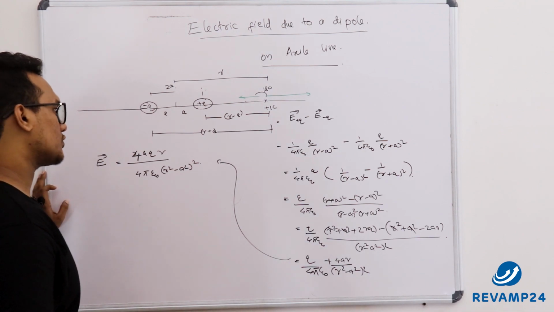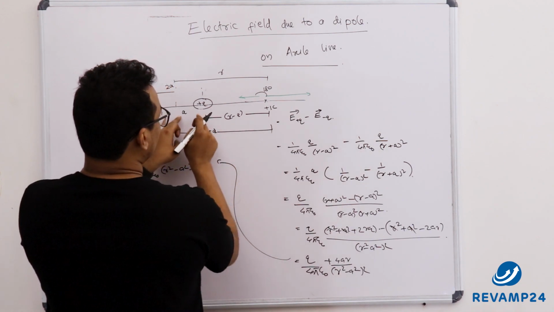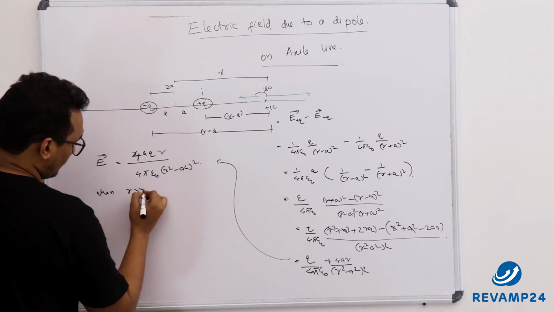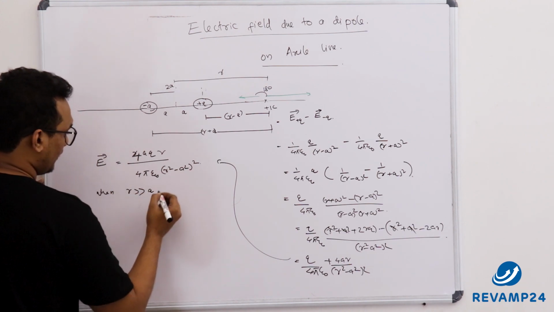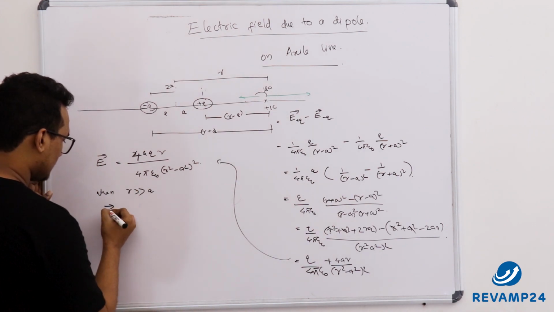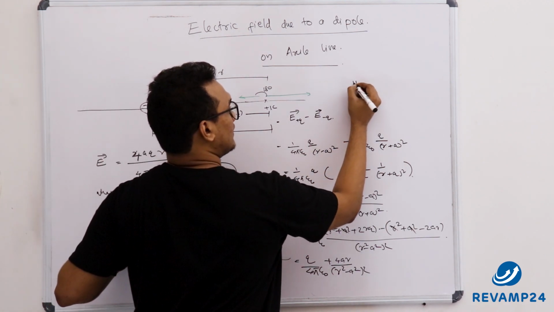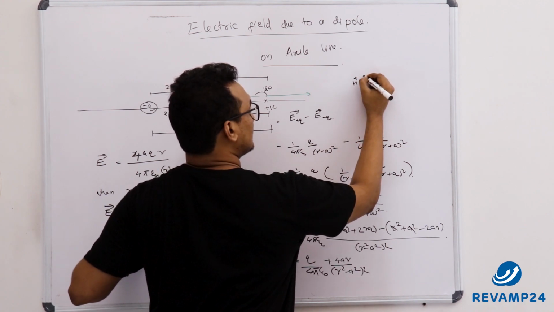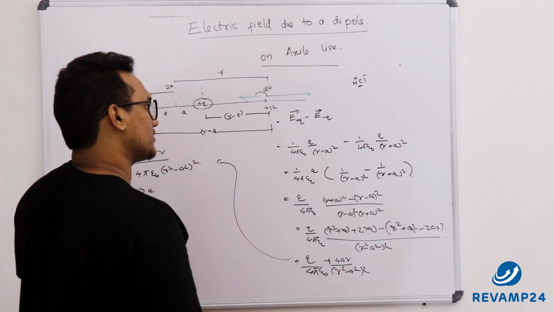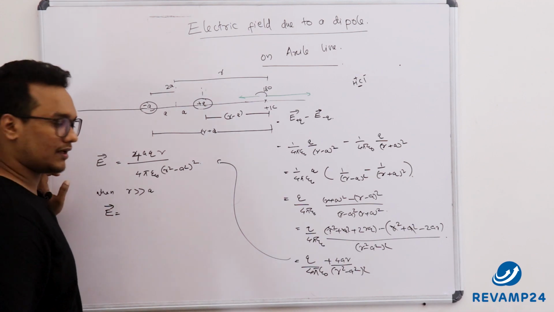Now we will make an approximation here. When r is very much greater than a, then we can ignore a. So how can we consider this? Let's say we have an HCl molecule. This is a dipole, right? H plus Cl minus. So the distance will be very small and we are finding electric field at this position. So a is very small as compared to r. That's the reason we are taking an approximation like this.